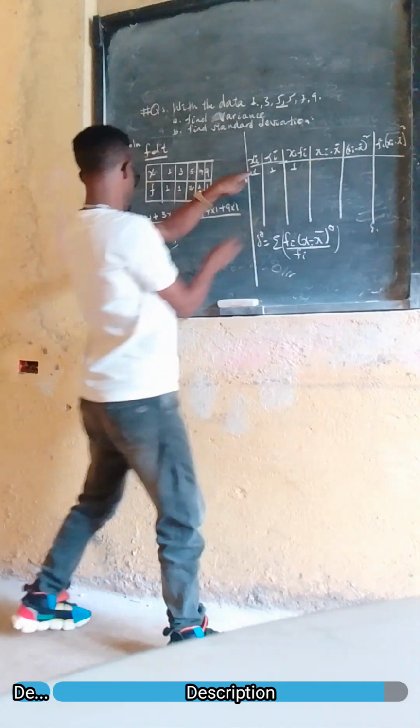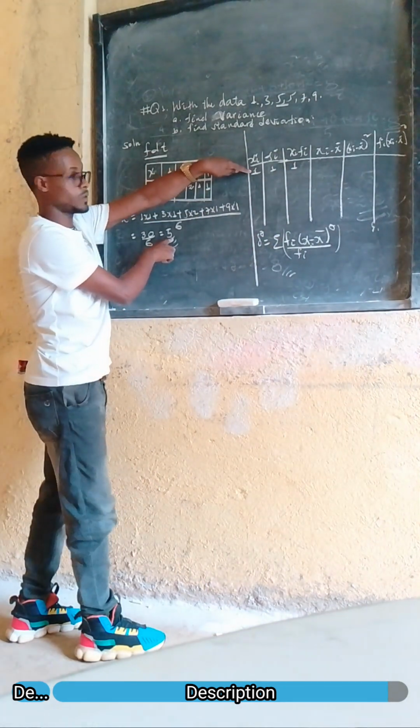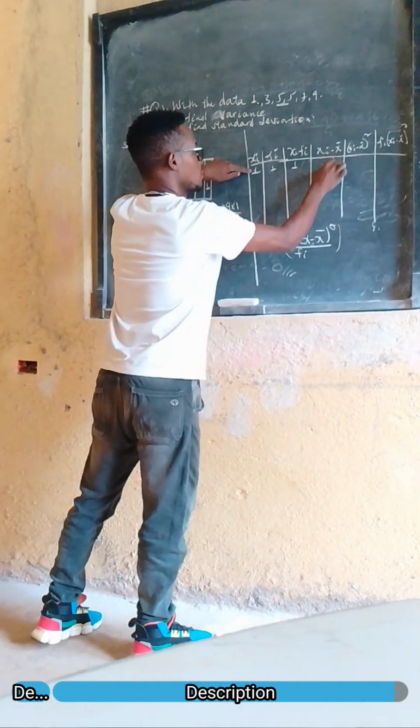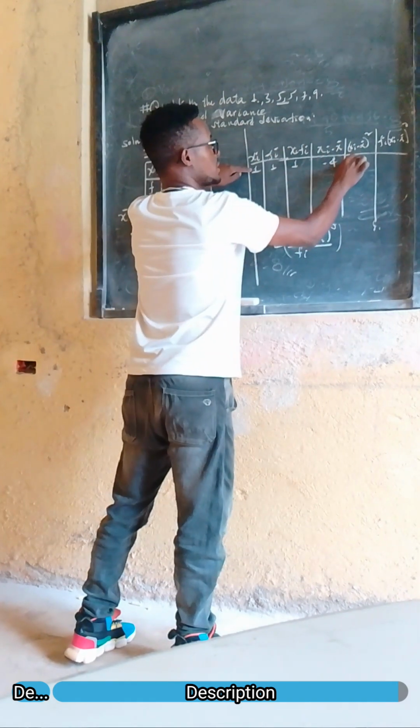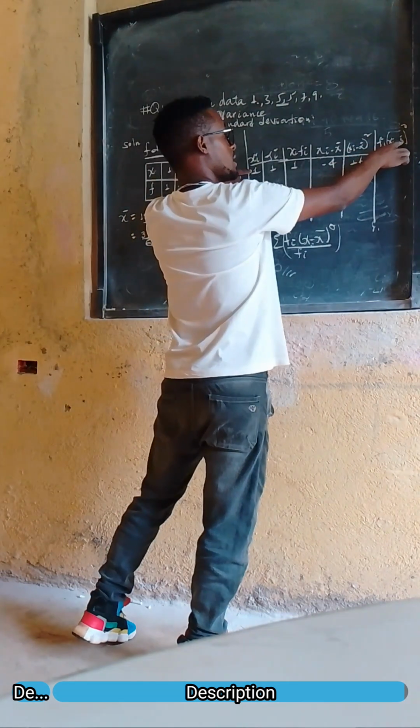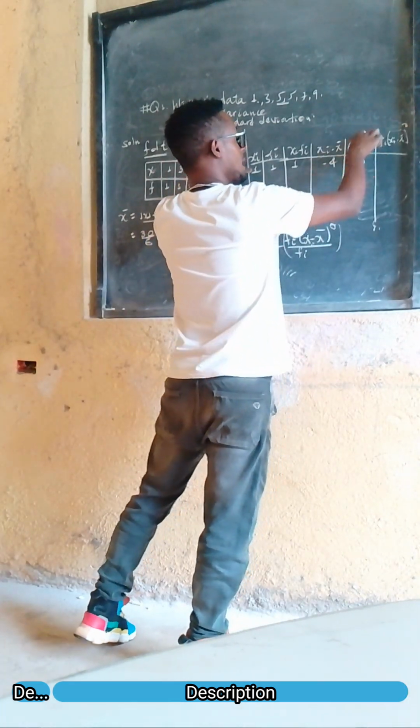1 minus x bar, minus 5. Okay? 1 minus 5 is minus 4. Minus 4 squared is 16. 16. What's fi times xi minus x bar?